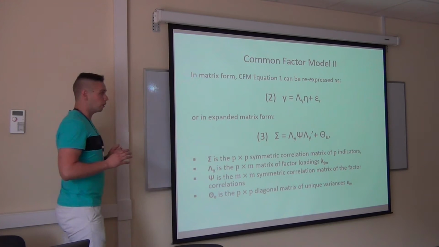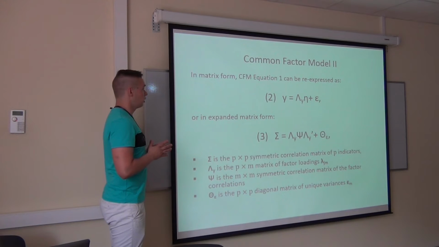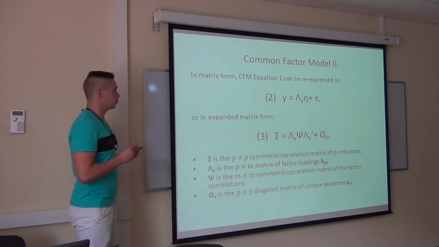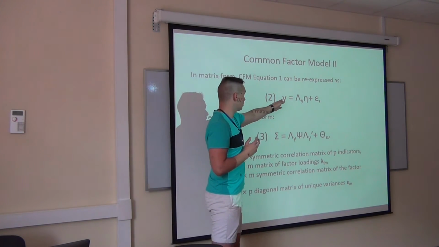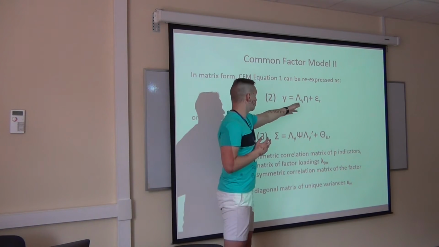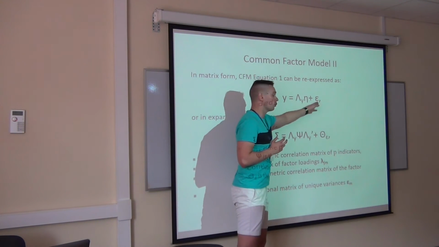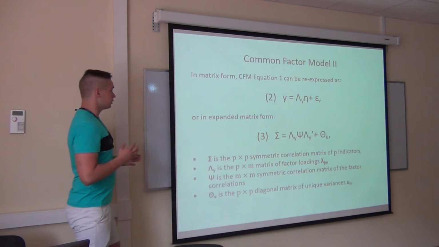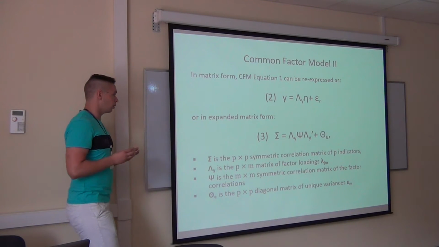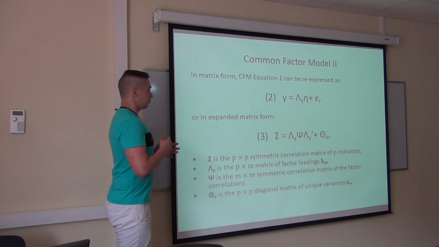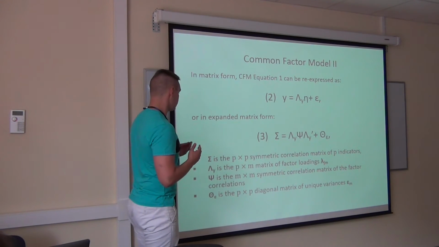In matrix form, we can express the latent variable model in a very simple equation, which involves 4 vectors: the vector of observed indicators, the matrix of factor loadings, the vector of latent variables, and the vector of residual variances or error terms. And in the expanded matrix form, we can express any latent variable model using the following notation.